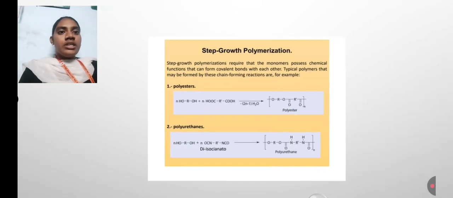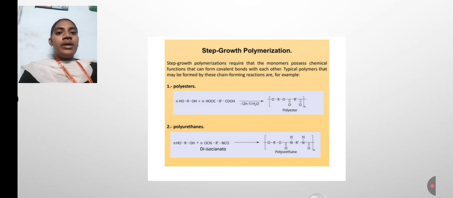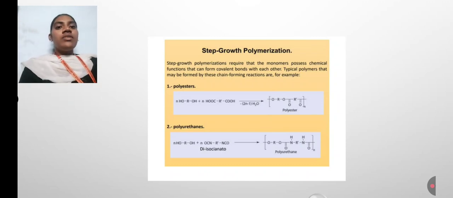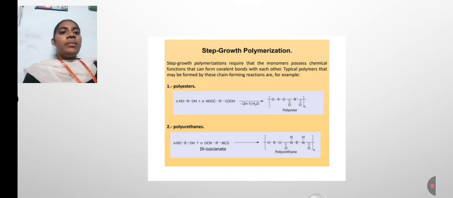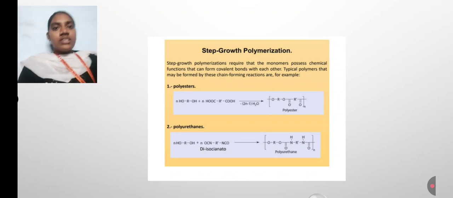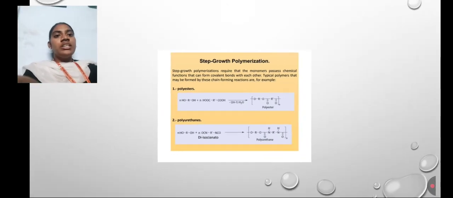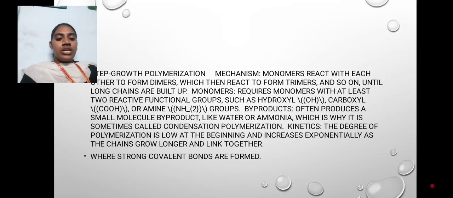Step growth polymerization requires that monomers possess chemical functions that can form covalent bonds with each other. For example, polyester: different types of esters combine to form a polyester. For example, nylon 66: two different monomers, hexamethylene diamine and adipic acid, combine and undergo condensation polymerization to form nylon 66. Two steps are involved in this polymerization, that is the initial reaction and the chain growth reaction.